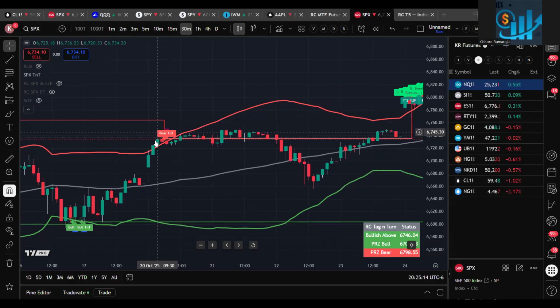You got a bearish tag and turn. Then whenever you get a bearish tag and turn, you do bear calls for a 5-day expiry. Then when price comes all the way to the bottom, you can book nice profits.